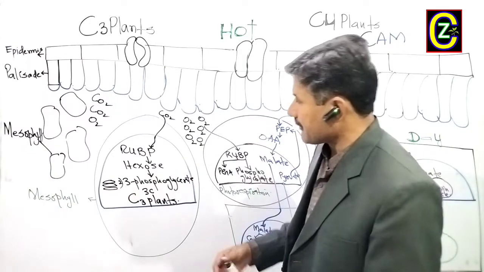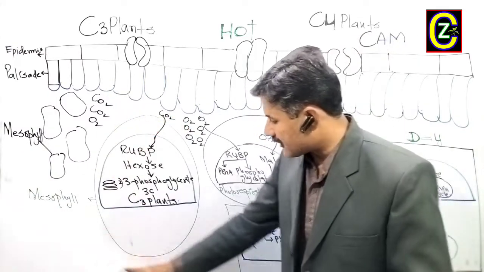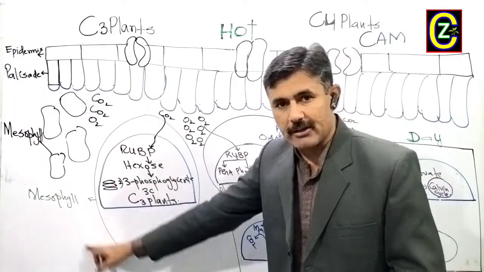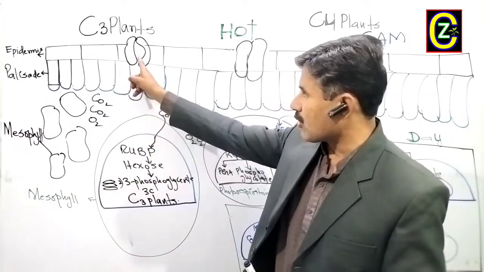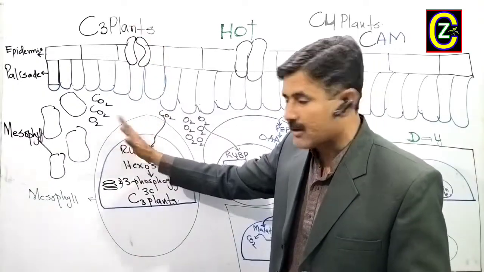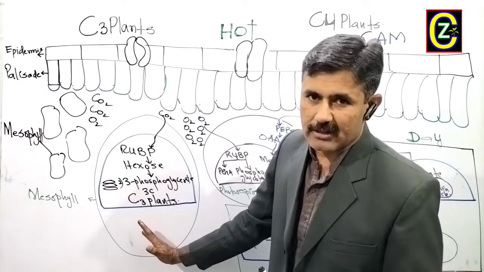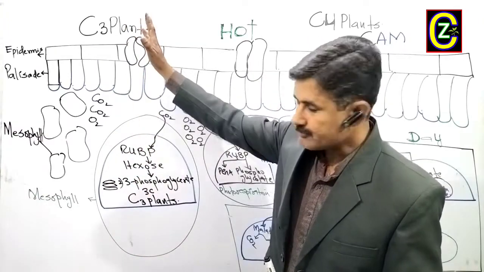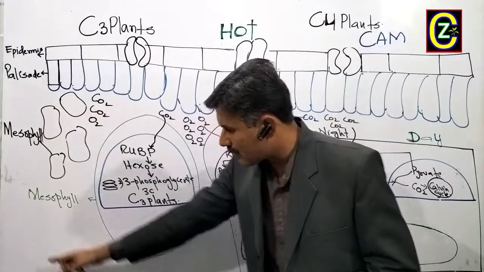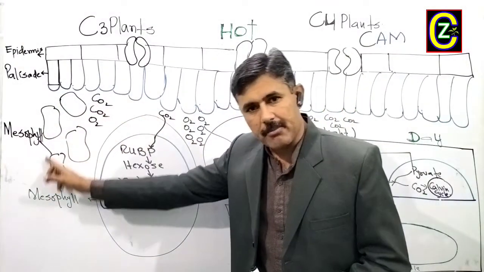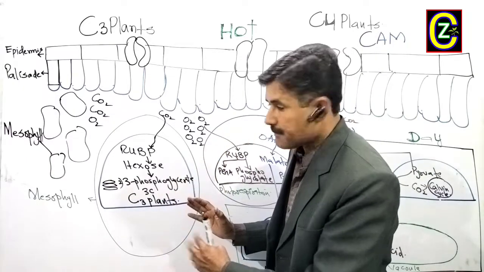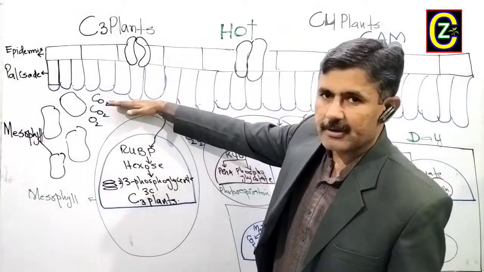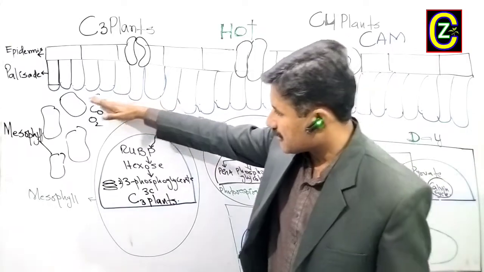What will actually happen? There is a higher concentration of carbon dioxide here in the mesophyll region. As the stomata open, carbon dioxide can come in, and the oxygen produced by photosynthesis can go out. Therefore, there is no problem in fixing carbon dioxide in these C3 plants. They have a higher concentration of carbon dioxide in the mesophyll region.